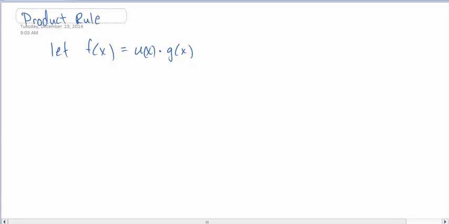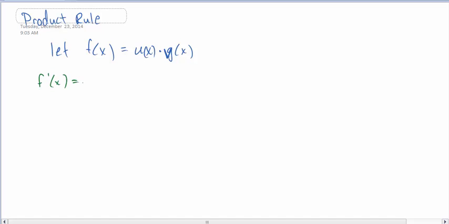All right, ladies and gentlemen, here it comes at you full force, the product rule. We're going to let f of x be a function that could be thought of as the product of two other functions, u of x and v of x, where we're saying that u of x and v of x are differentiable functions. Let's find the derivative.